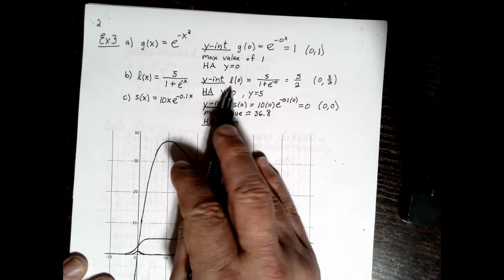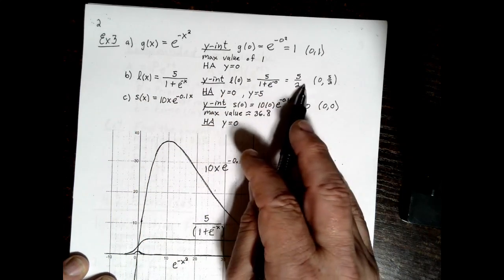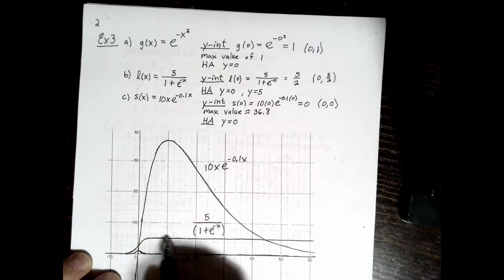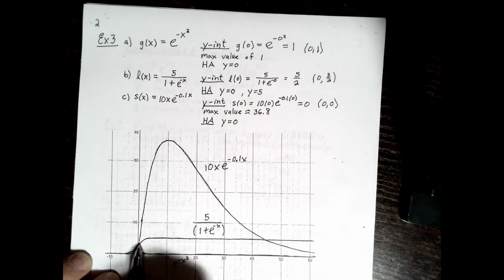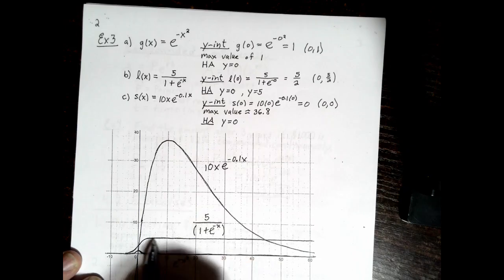This one, when you plug in 0 for the function, you get 5 halves. And so this guy crosses at 0, 5 halves. Now its horizontal asymptote is also at y equals 0, but it has another horizontal asymptote at y equals 5, which is kind of unusual.